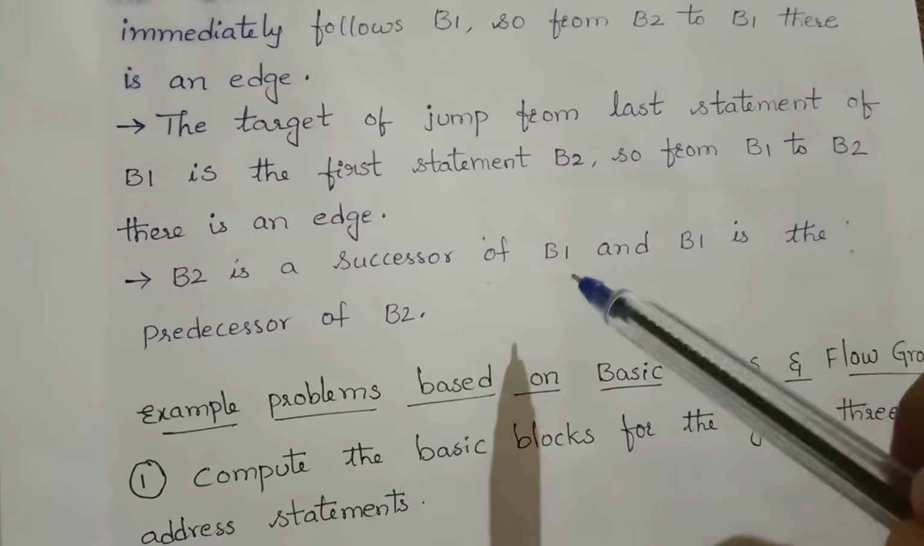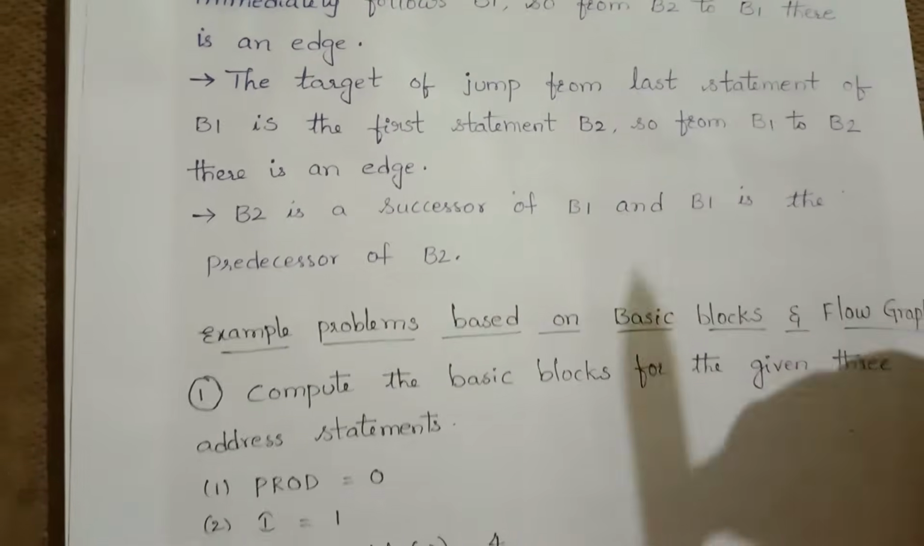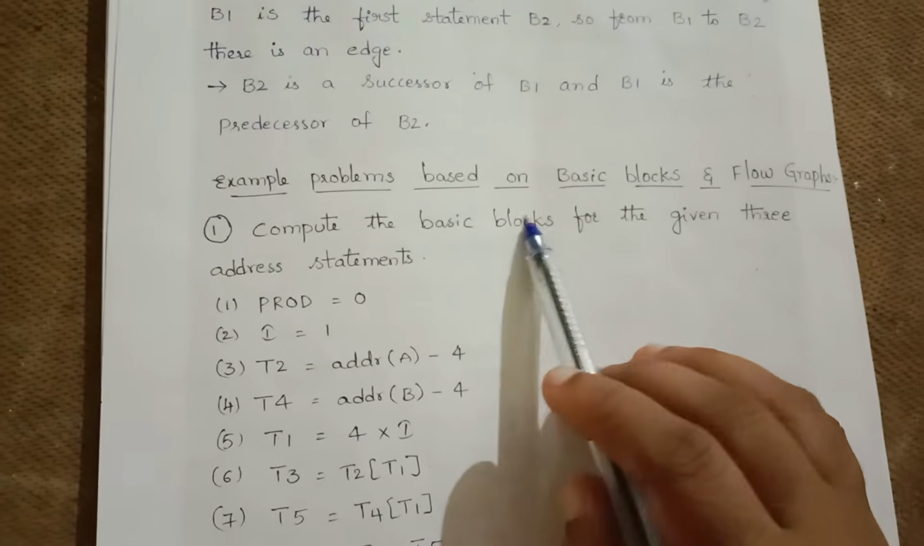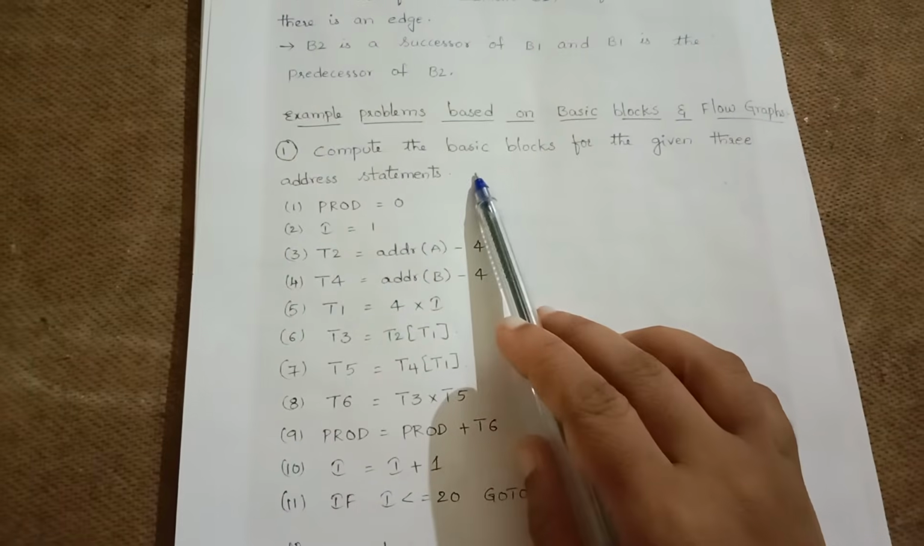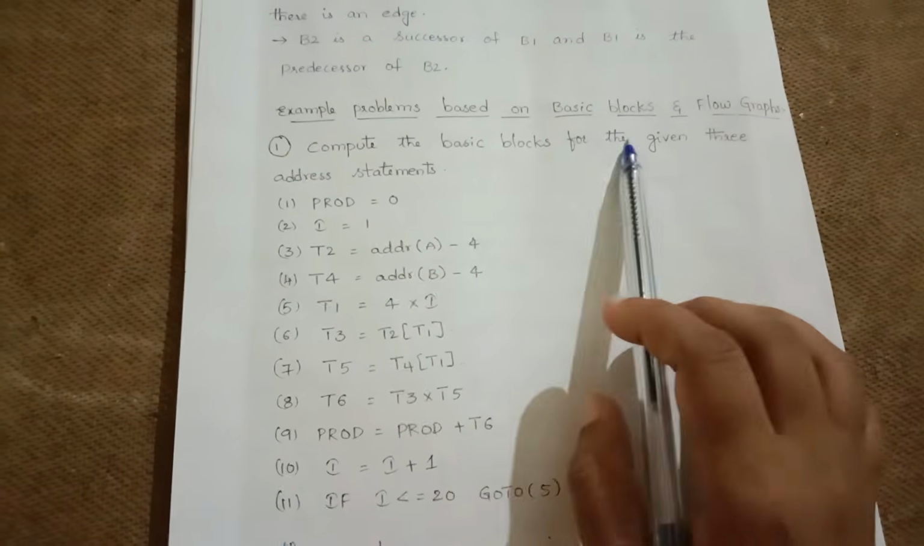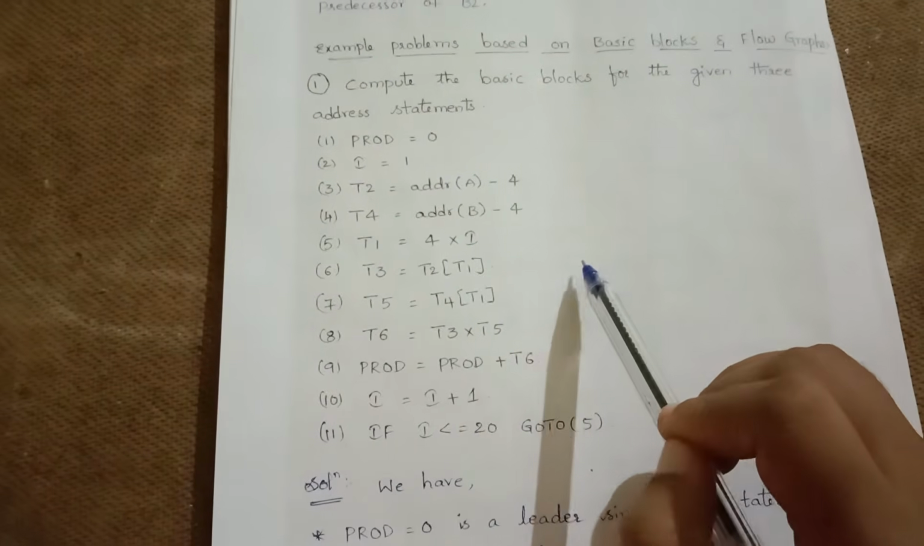Block 2 is a successor of block 1, and block 1 is the predecessor of block 2. So these are the example problems based on basic blocks and flow graphs. The first example is to compute the basic blocks for the given three address statements. So for this we need to compute the basic blocks.